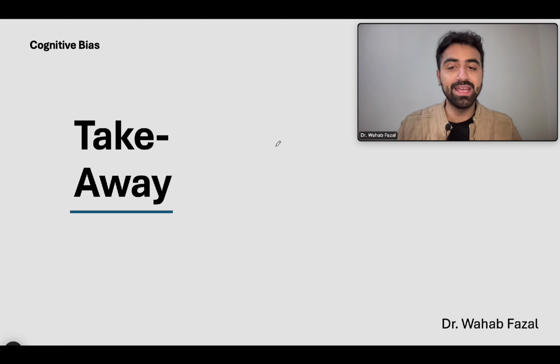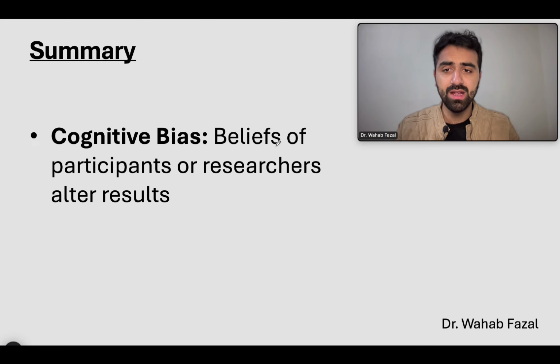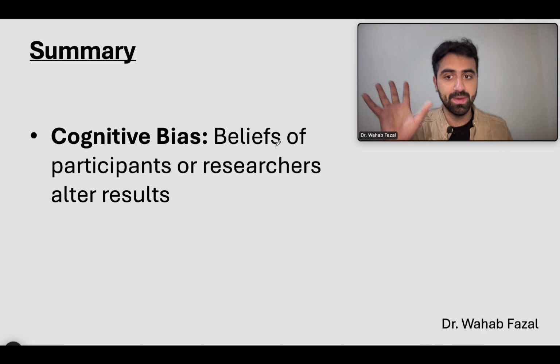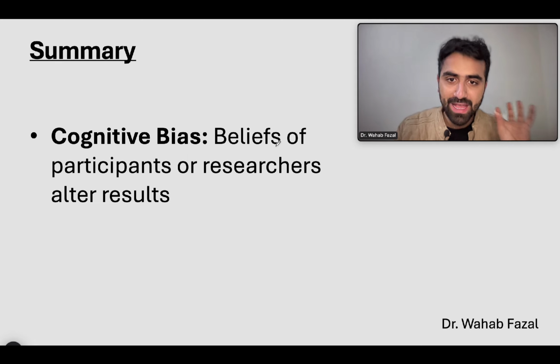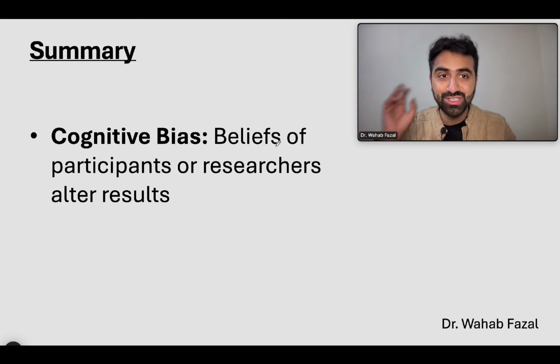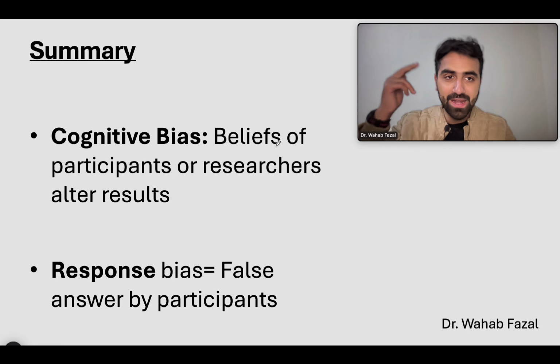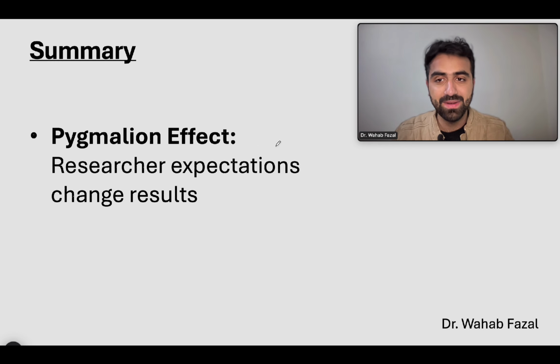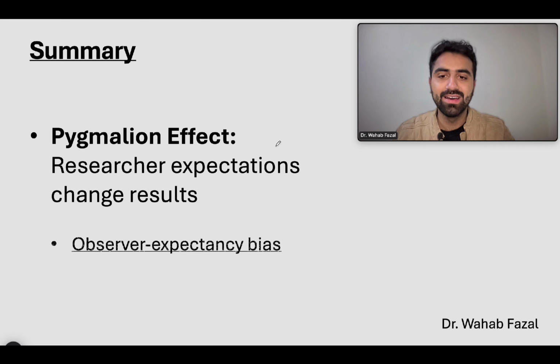So what's the takeaway from this lecture? It's a very brief lecture. Cognitive bias are when the belief of the participants, that's response bias, or researchers, that's Pygmalion effect, that's us, that's doctors, that's healthcare providers, change the results of the study depending on your thoughts and perception. Response bias, false answer by the participants. Pygmalion effect, researcher expects a certain thing that causes a change in the results.